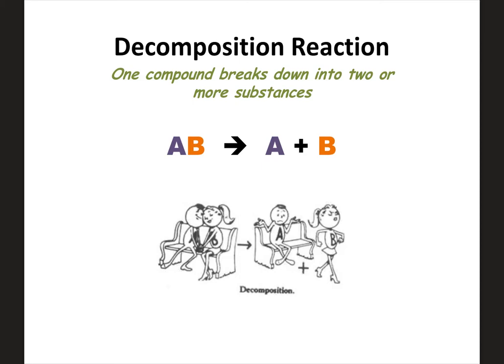So if you look at the general reaction here, you have some form of compound, and then it splits apart into its individual substances or individual elements. So this is a good example. You have this guy sitting here flirting with his girlfriend. He says something inappropriate, and pretty soon, he no longer has his girlfriend. So this is a good example of a decomposition reaction.